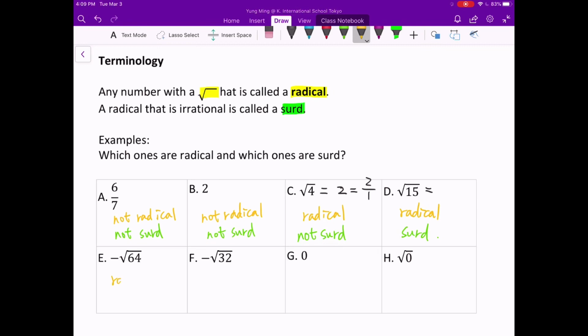Let's keep going. Do we have a hat? Yes, we do. So this is radical. Can we simplify ourselves? Yes, we could. You can simplify yourself to be minus a. This is minus a over 1. You can be simplified as a fraction. That means you're not bad. So you're not a surd.